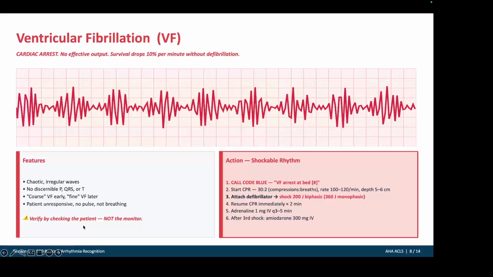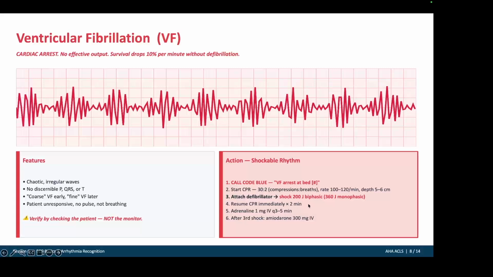Verify by checking the patient, not the monitor. In case of action, it is a shockable rhythm. Call code blue immediately, VF arrest. Start CPR 30:2, compressions to breaths, at the rate of 100 to 120 per minute, with a depth of 5 to 6 centimeters. Attach the defibrillator.